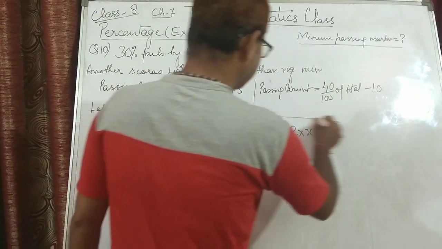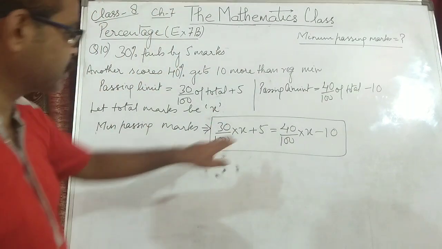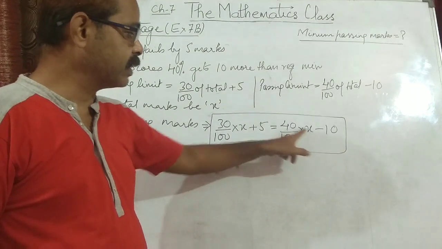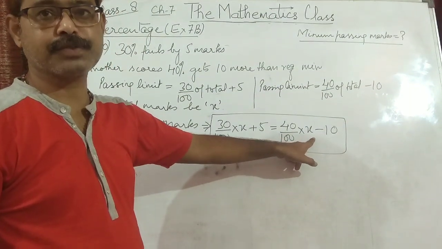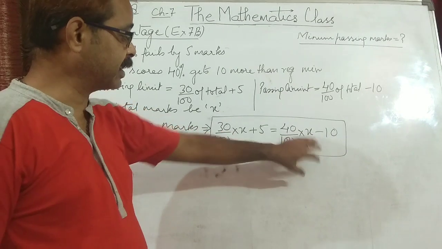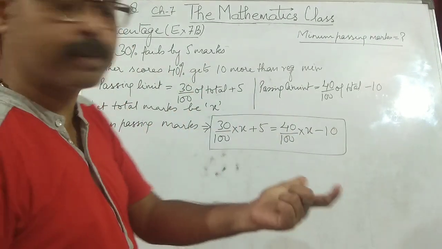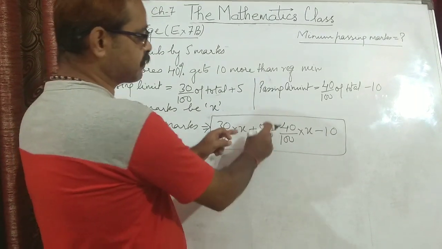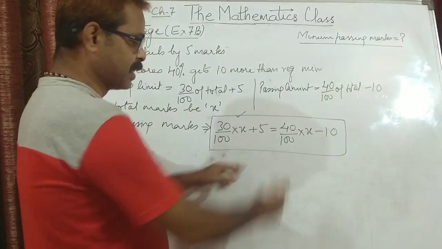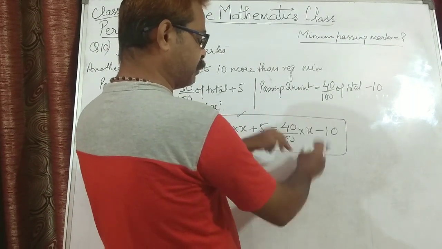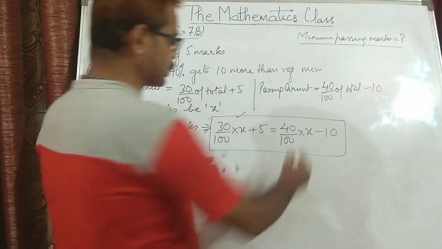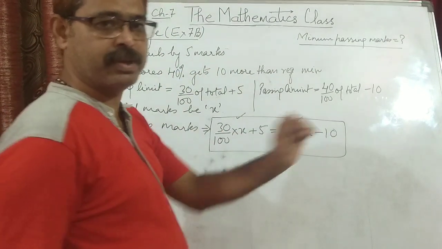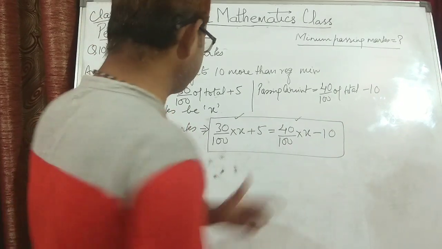Why have I done this? This is the minimum passing marks for the first candidate, whereas this is the minimum passing marks for the second candidate. But passing marks remain the same for everybody. It means if he would have got 30% of the total marks plus 5 more, he would have passed. And in the second case, he is getting 40% of the marks. Still, if 10 marks were less, he would have passed. So that is why we equated, since the passing marks should be equal.